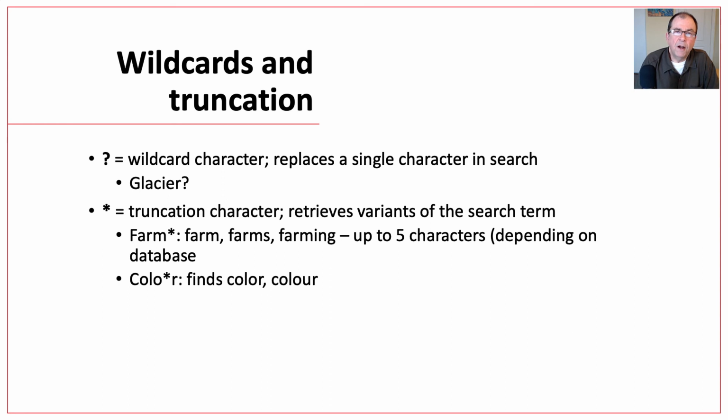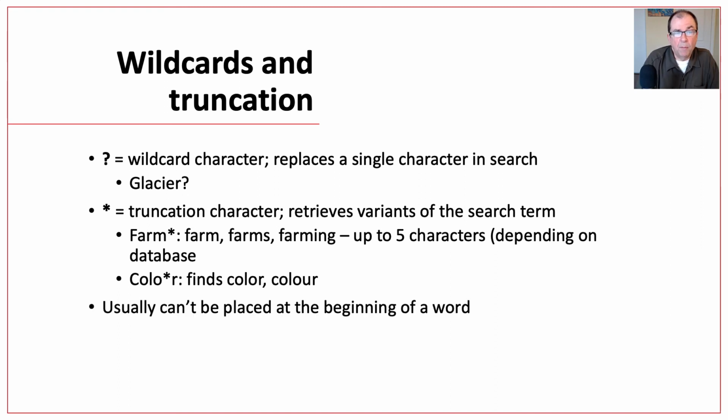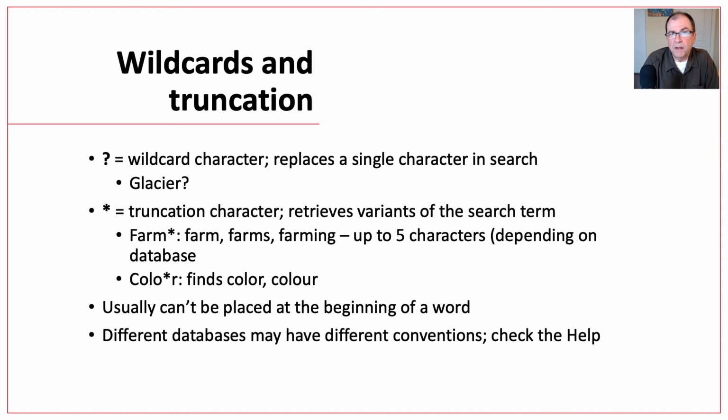And if you put a star in the middle of a word, you will find spelling variants like the US versus the British and Canadian spelling variants for color. Some databases also allow you to use the question mark. So again, you could conceivably put COLO question mark R. I think the convention is the star, but you would have to check again in the help feature in each database to see what each one uses. Both characters, I believe, can't be placed at the beginning of words, unfortunately, to look for prefixes. Different databases may have different conventions, so check the help if you have any questions.